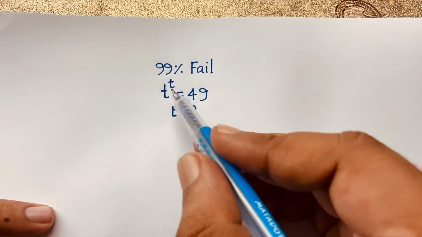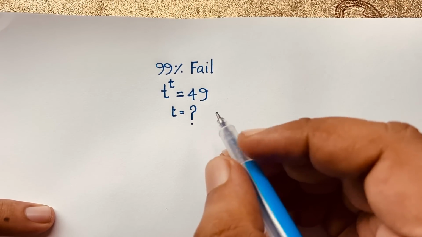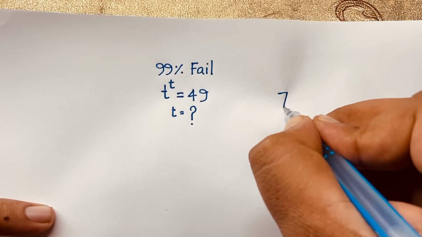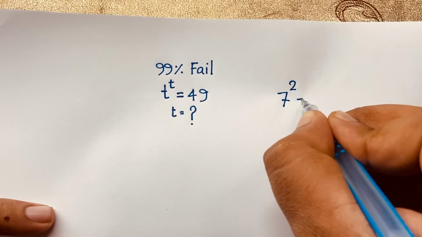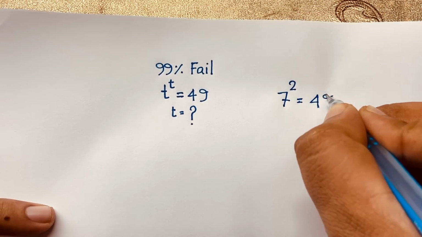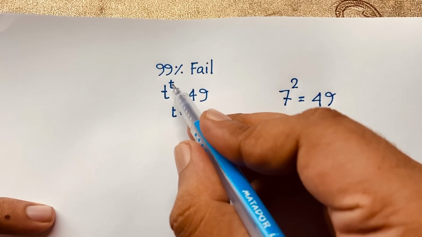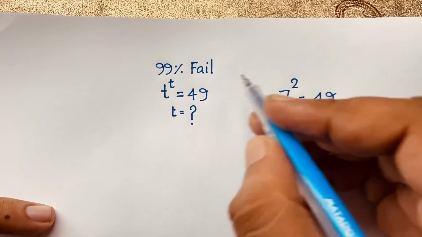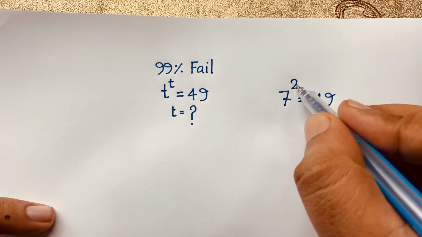So when you see t to the power t is equal to 49, you think it will be 7 to the power 2 is equal to 49. It is right, but this is t to the power t. So both are the same, but this is not the same. This is 7, this is 2.